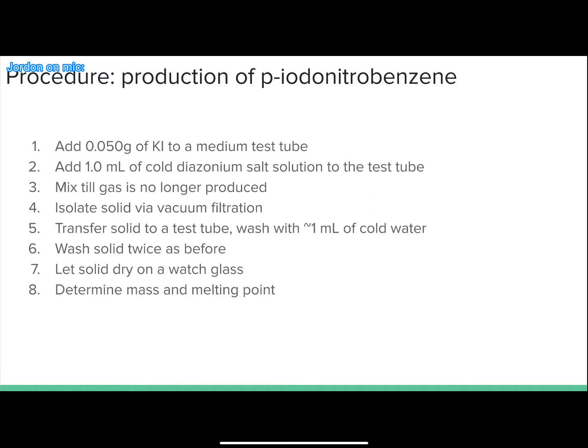Step 6. Wash the solids twice as before. Step 7. Let the solids dry on a watch glass. And Step 8. Determine the mass and melting point.